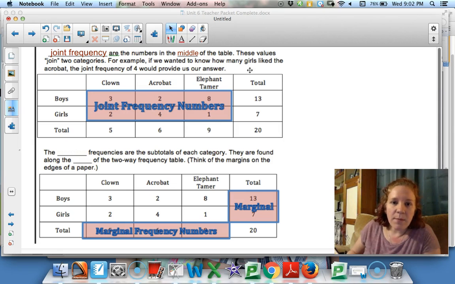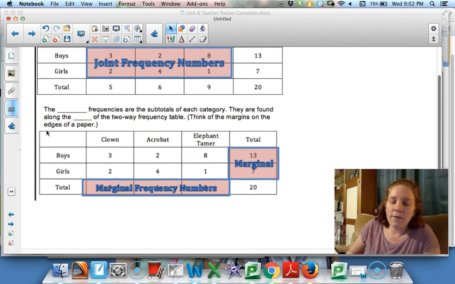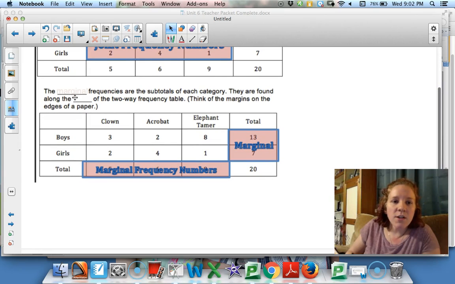So the example we give is how many girls liked acrobats. Oh, I already talked about that. It's 4. The other piece of vocabulary is the marginal frequencies. Marginal frequencies are your subtotals. So we're not talking about this overall total of 20 kids. We're talking about these totals that give you the total number of people who like clowns, or the total number of people who like acrobats, or elephants, or the total number of boys or girls.